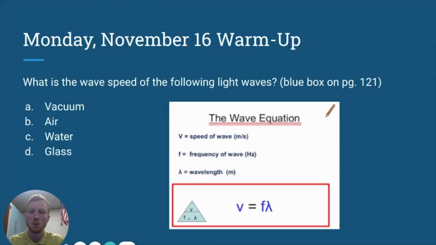Let's talk about the warm-up. It says, what is the wave speed of the following light waves? I'm telling you exactly where to find it, which is in the blue box on page 121. So you need to give me 4 different answers here. You need to tell me the wave speed of a vacuum, of air, of water, and of glass. Okay, I've already made you use this wave equation. You do not have to do any math today. However, you do need to go to page 121 and look at the blue box in order to find that answer. I want to go ahead and explain this lab next, so stay tuned.